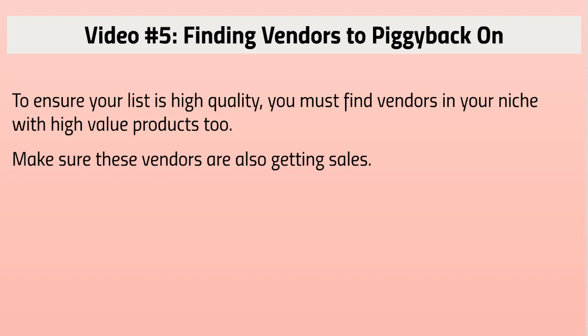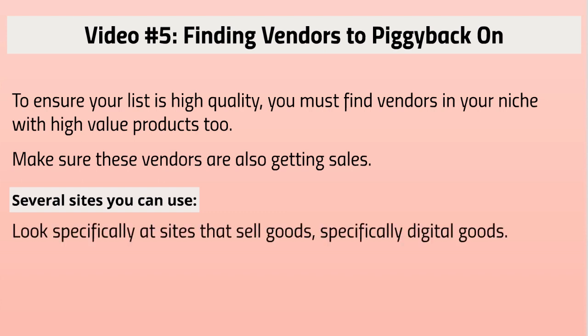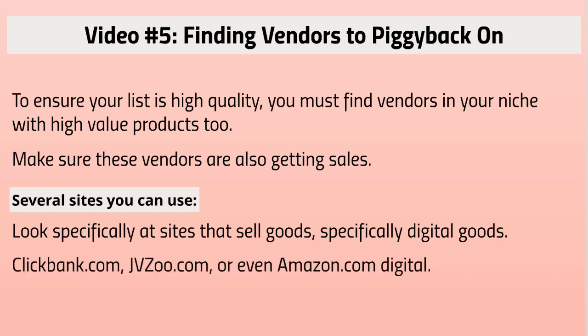So you want to make sure that the vendors are getting sales and high quality. And there are several sites that you can use to find these vendors. So keeping that in mind, you want to look specifically at sites that sell goods, specifically digital goods if you are selling a digital book, a digital video course, or something digital or intangible. You could technically look at sites like Amazon.com, but most of those are selling through Amazon and are physical goods. Now, that doesn't mean that you can't maybe even convert your product into some sort of physical good. You could approach it that way as well.